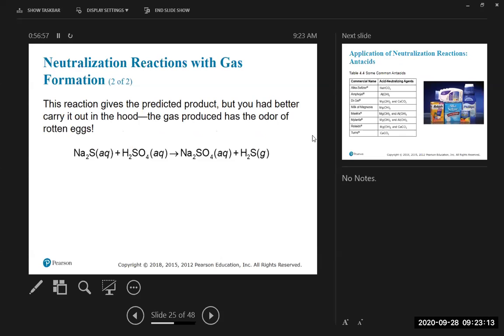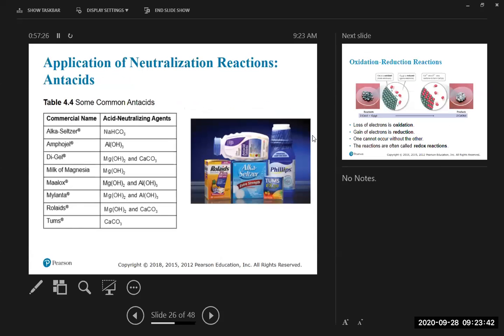This is another one: sodium sulfide plus sulfuric acid, giving you sodium sulfate and hydrogen sulfide, H2S. That's the gas that's given off. If you ever smell that rotten egg smell, that's hydrogen sulfide. You may have smelled that before, but it's pretty stinky. But that's another one of these reactions where a gas is produced.